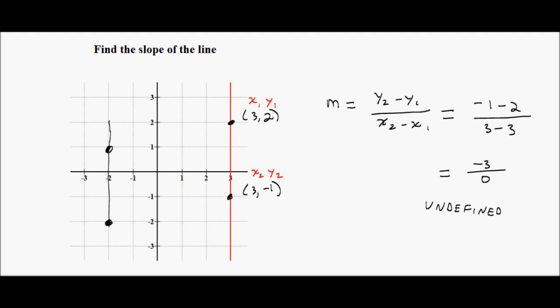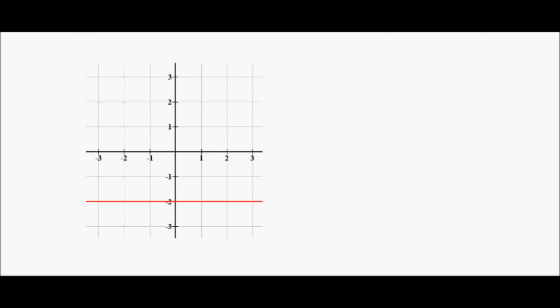All right, now let's look at this one. It says a horizontal line, so you might be able to guess what's going to happen here. Again, let's suppose we don't have any idea, so we're going to pick 2 points on the line. Let's take this one, which is the point (-1, -2), and let's say this one, which is (3, -2).